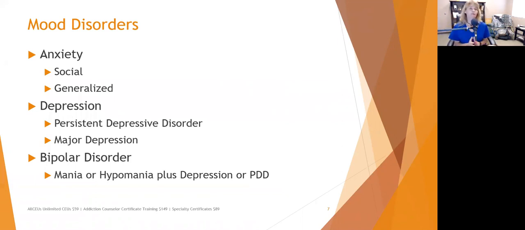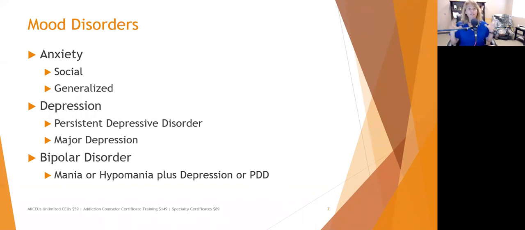Generalized anxiety means worrying about a variety of things most of the day, most every day, to a level where it's disrupting your daily functioning. So those are the 2 big ones. You also have panic over there, but we all know what panic is.